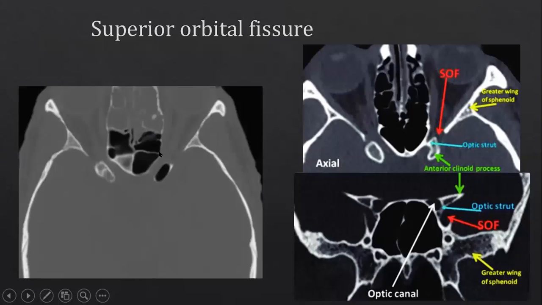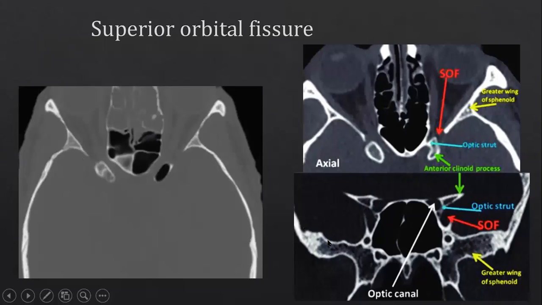To revise again this anatomy, the superior orbital fissure and the optic canal. So the superior orbital fissure is present between the greater and the lesser wing. This is the greater wing of sphenoid. This is the lesser wing of sphenoid. This is the superior orbital fissure.